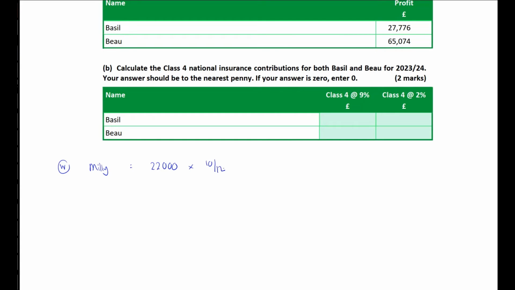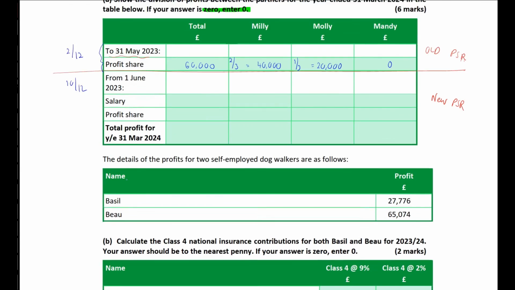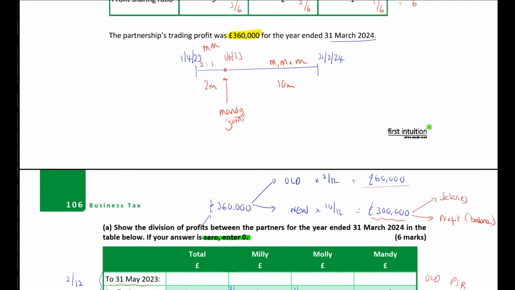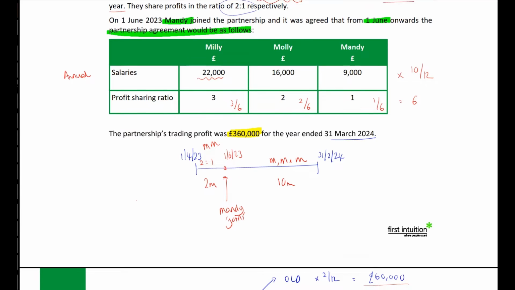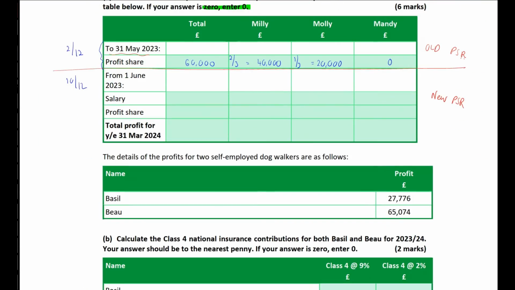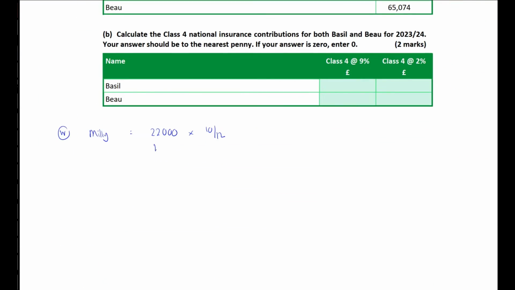As we said, it's not for a full year, just for 10 months. I've got 22,000 for Millie, 16 and then 9 for Molly and Mandy. And everybody's salary is only for 10 months because that's the point in the year where they decided they were going to start paying salaries.